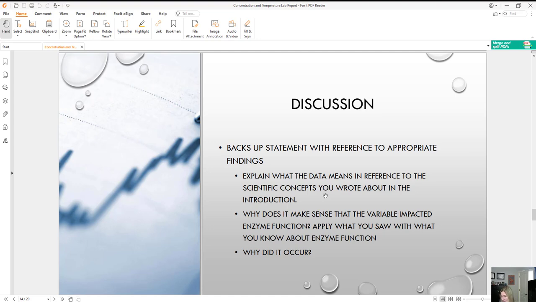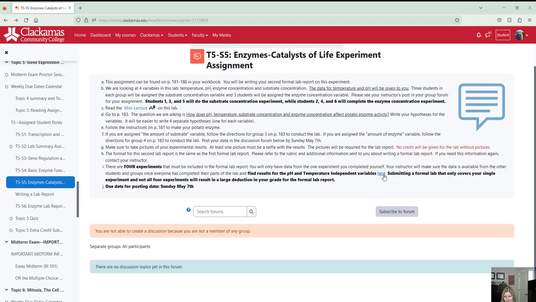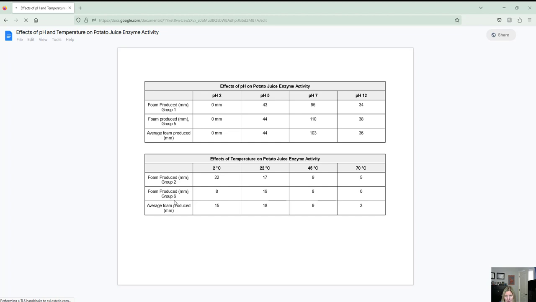So for example, let me just go back and see the data here for pH. Okay, so here we see pH 2, nothing. pH 5, yeah, it bubbled. pH 7, it bubbled a lot. pH 12, yeah, it bubbled. But where do we see the biggest trend? Okay, so we saw that pH 7 had the most foam produced.